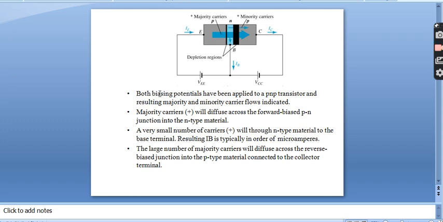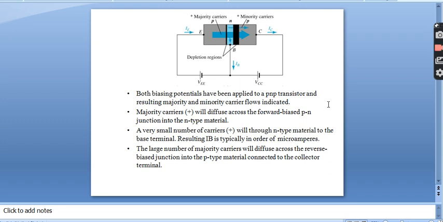Now look into this. Both biasing potentials have been applied to the PNP transistor, and the resulting majority and minority carrier flows are indicated. We are applying the biasing voltages by the biasing batteries, so majority and minority carriers will flow.